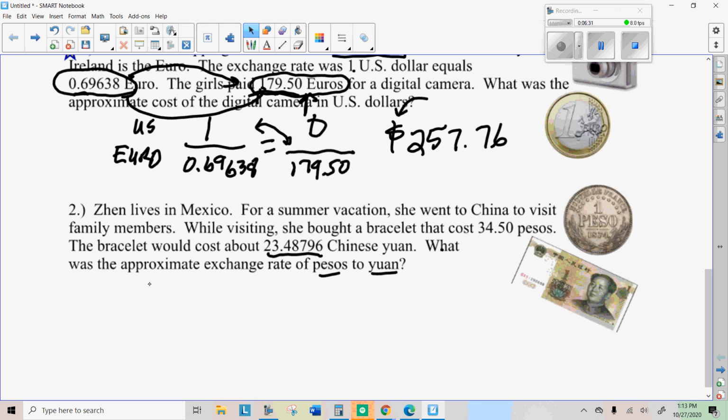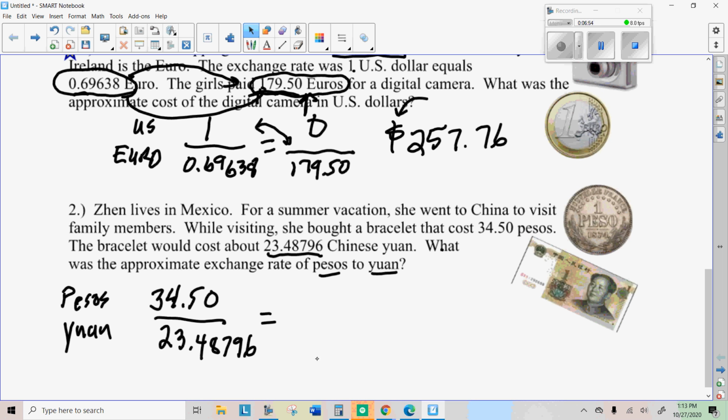So we're going to write our ratio here, 34.50. This is pesos on top. Good to remember that. And on the bottom we have yen, and that's 23.48796.